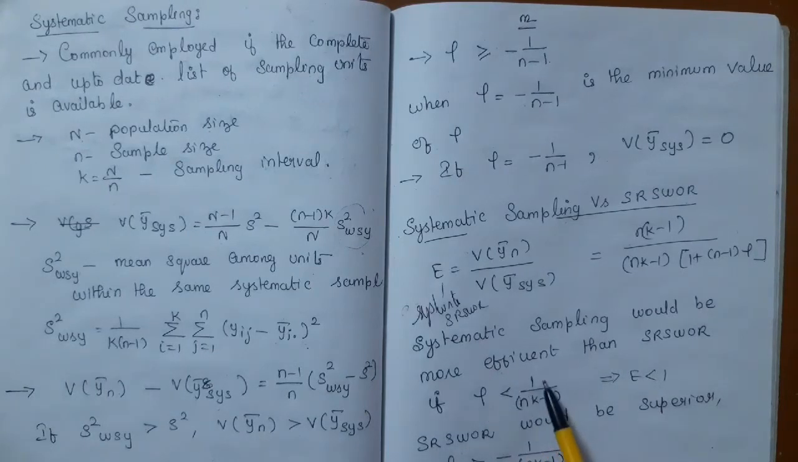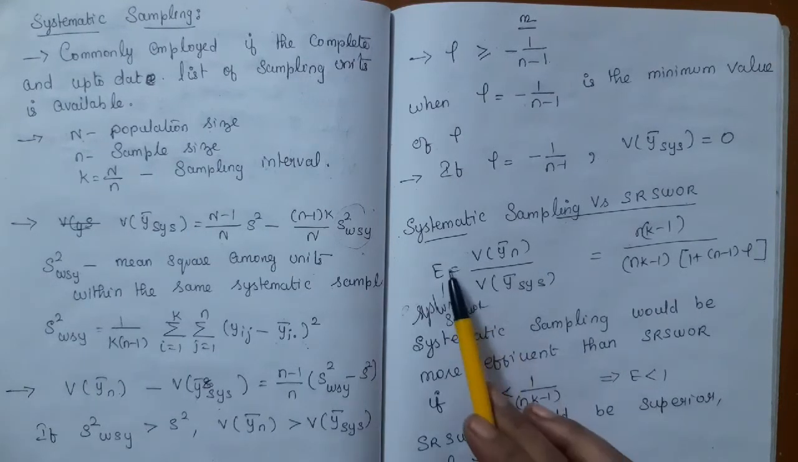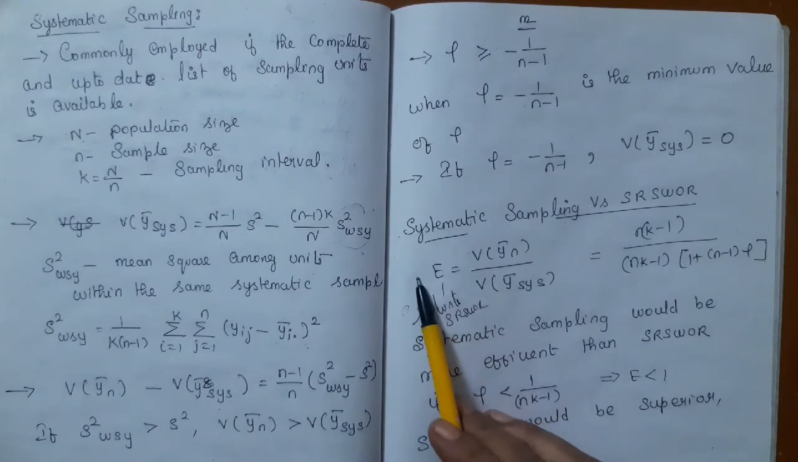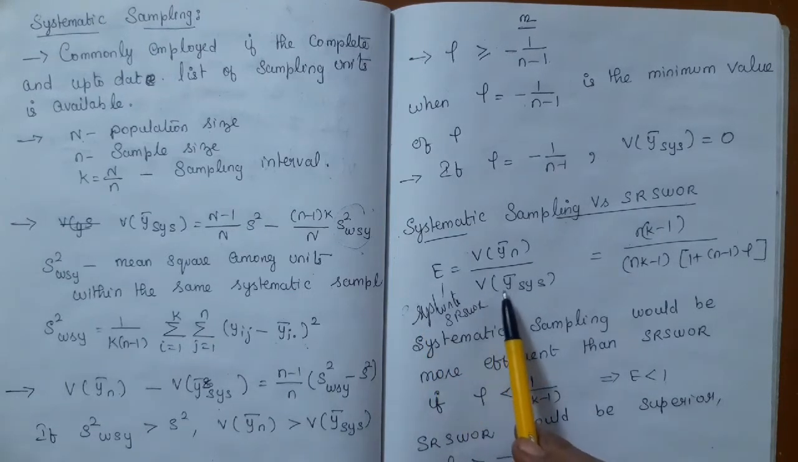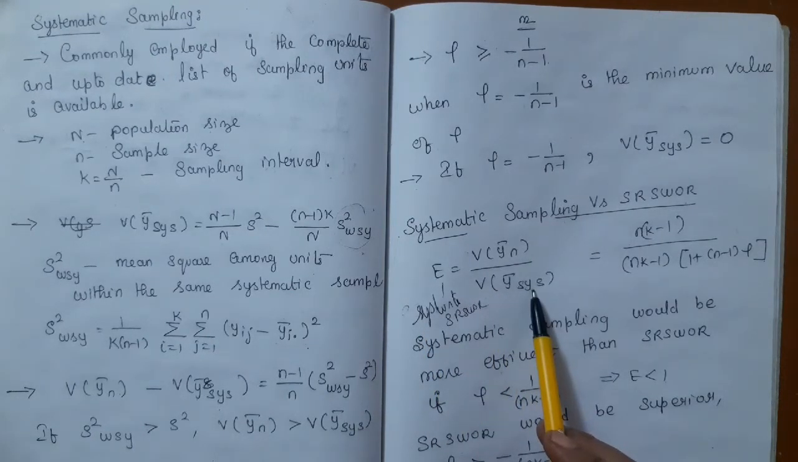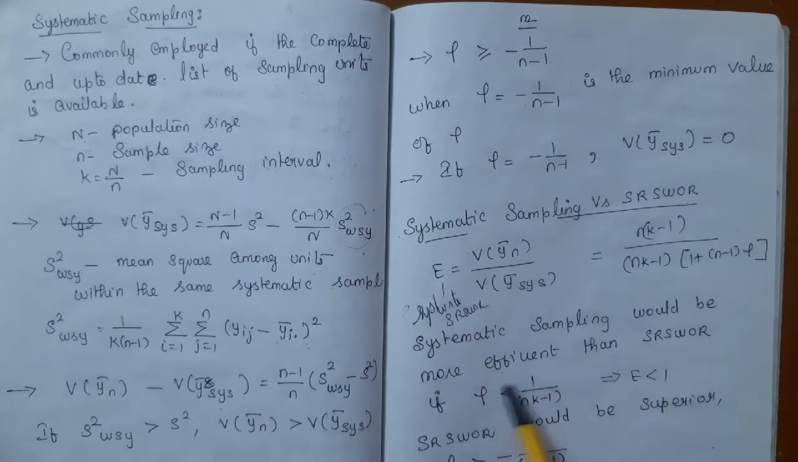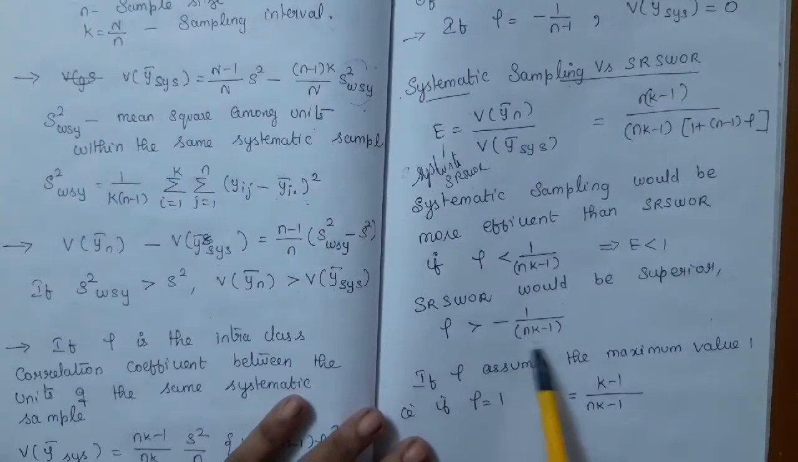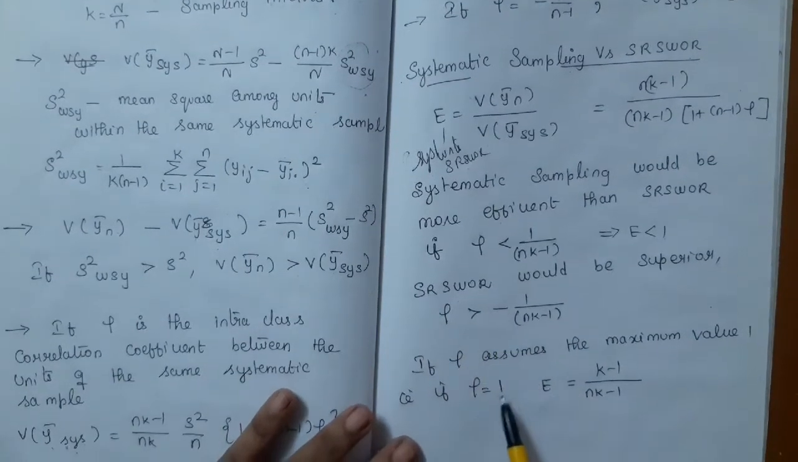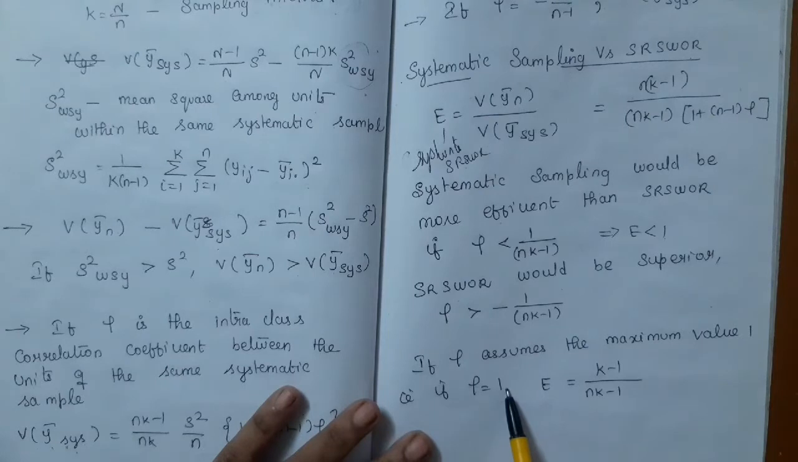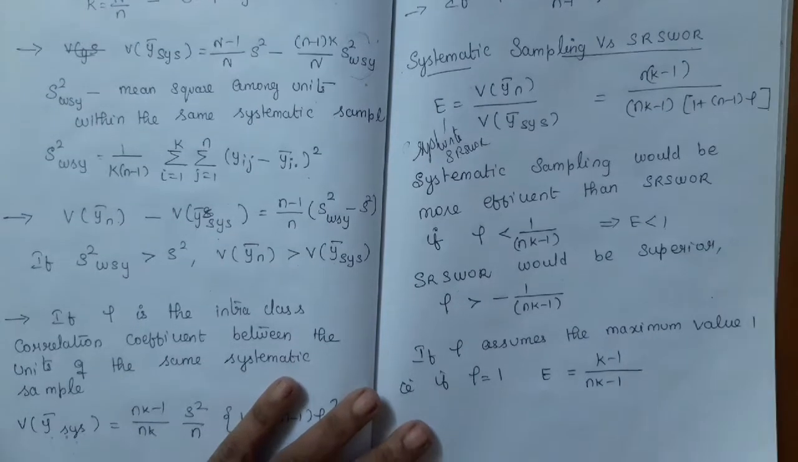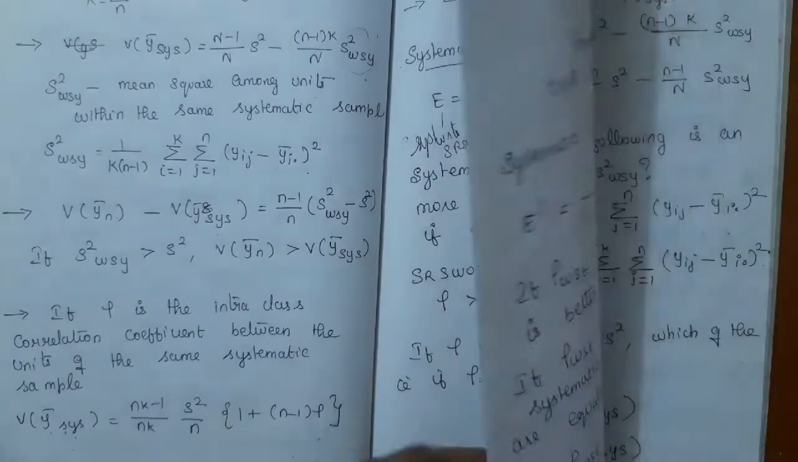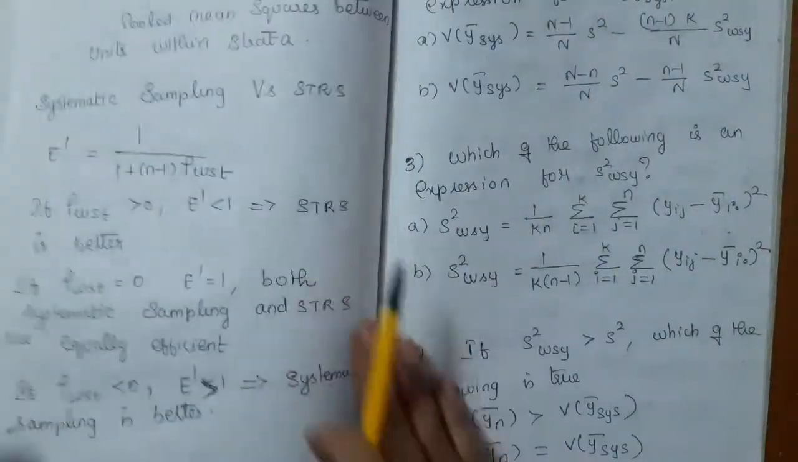If rho is less than 1 by nk minus 1, your E value will be less than 1, which implies the variance of y bar sys is less, that is, systematic sampling would be more efficient. If rho is greater than 1 by nk minus 1, simple random sampling would be superior. If rho is equal to 1, your answer for E will be k minus 1 into nk minus 1. Okay, right.